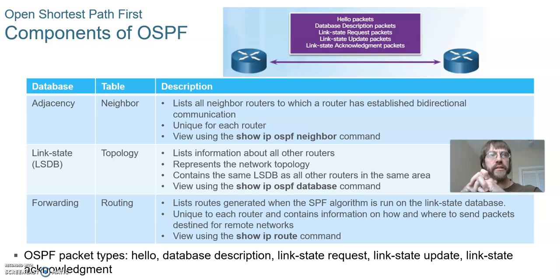You also have the forwarding table. The forwarding database produces our routing table. These are the routes that are generated when OSPF runs. So basically what happens is, and you can think of each of these things as an input to the next thing. So OSPF starts.